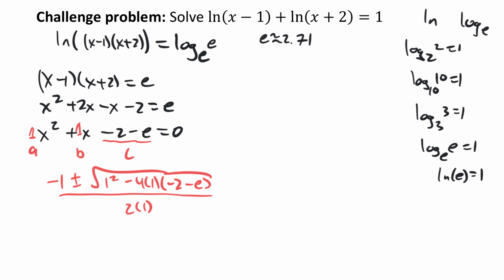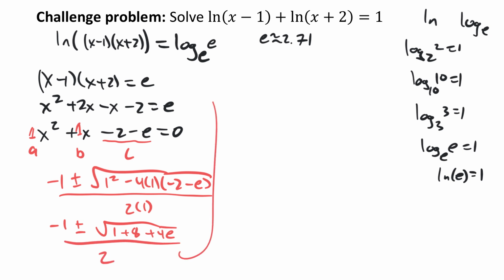The reason we're using the quadratic is because we have a degree 2 polynomial, and I don't want to try factoring it, so that's why I'm just jumping straight in. All right, so that's going to give me negative 1 plus or minus the square root of 1 minus 4 times minus 2, which is 8. Minus 4 times minus e is plus 4e, over 2. So that's going to be minus 1 plus or minus the square root of 9 plus 4e, over 2.